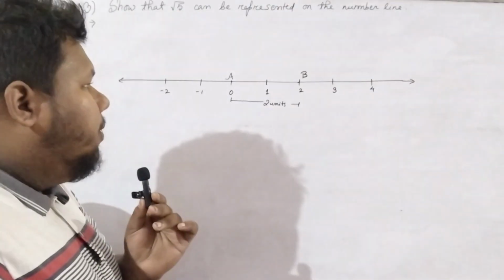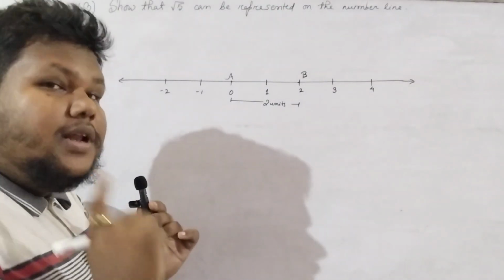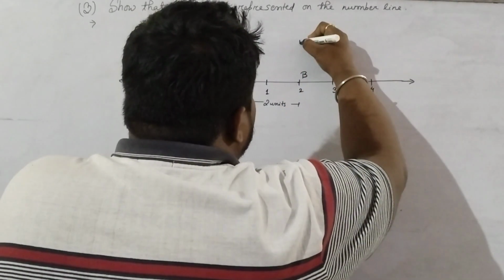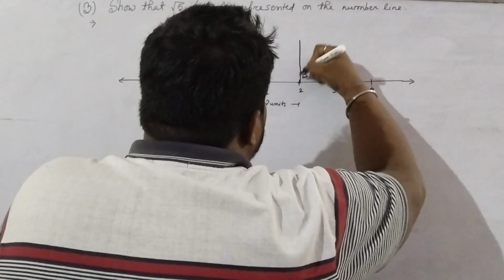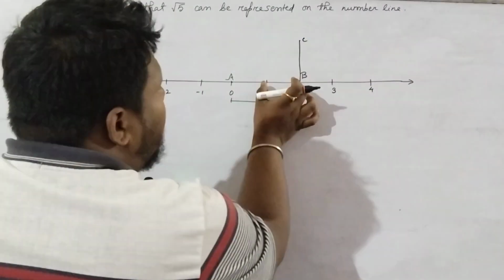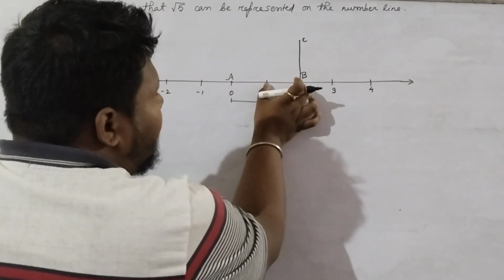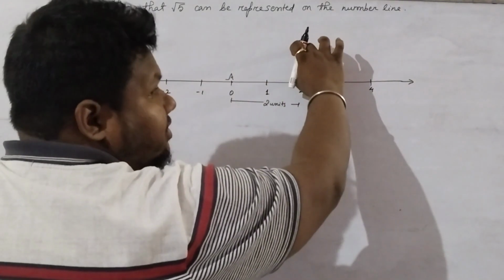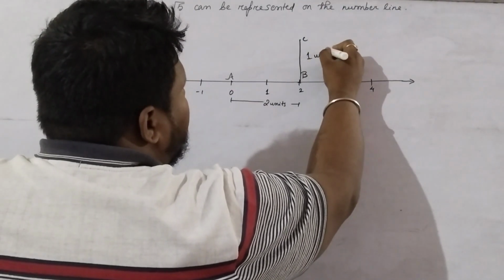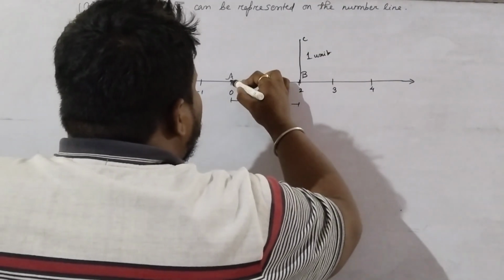Now to draw a right angle triangle, we need a perpendicular, right? So I will draw a perpendicular through B, that is BC. And remember, this BC should be 1 unit. That means if you are taking 1 centimeter here, this should also be 1 centimeter. So this will be 1 unit. Now you join A and C.